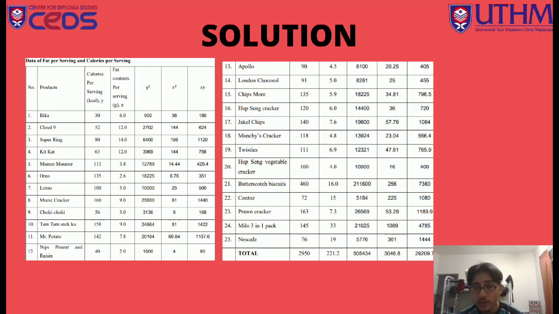Next we have to find y square, x square, and xy. The last one we have to find the sum of y, the sum of x, sum of y square, sum of x square, and sum of xy.